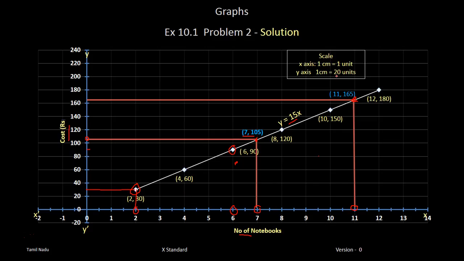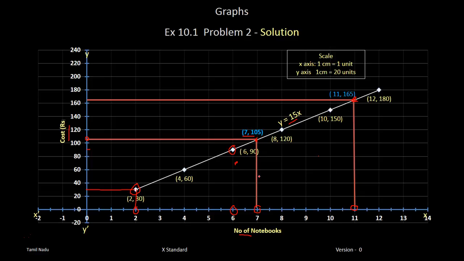Scale is very important. You'll have to select it appropriately. And you can see in this graph, you don't have much of a negative x-axis or negative y-axis. For just namesake, we have put 2 here and 1 unit here, right? Because cost cannot be negative, nor can the number of notebooks be negative, right? So that is why we are not having those things. And you have selected the scale as 1 centimeter equal to 20 on the y-axis, 1 centimeter equal to 1 unit on the x-axis. Plot all the points and you join them, you'll get a straight line. If some of the points are not forming the straight line, then there is something wrong in the calculation.